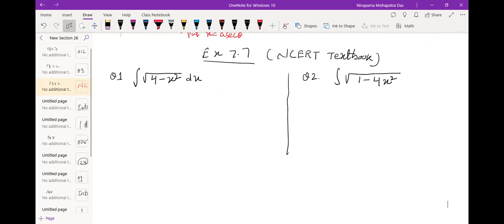The first one is: integrate square root of 4 minus x square. This can be written as square root of 2 square minus x square. It is in the form of under root a square minus x square. So you can apply the formula directly whenever you see such questions.